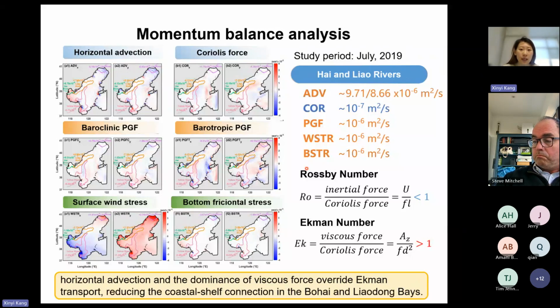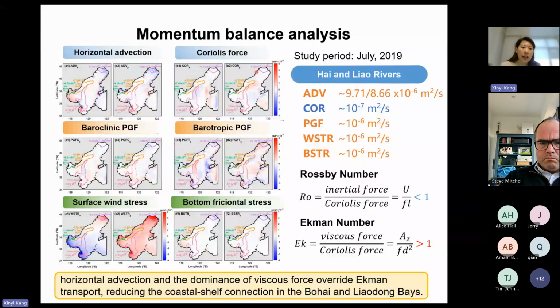In contrast, for the Hai River and the Liao River, we could see that the horizontal advection, pressure gradient force, surface wind stress, and bottom friction stress are the dominant terms for the momentum balance. The Rossby number was less than 1, and the Ekman number was larger than 1. This indicates that the inertial force was not dominant, and viscous force prevailed over the Coriolis force. This leads to a reduction in the efficiency of the Ekman transport.